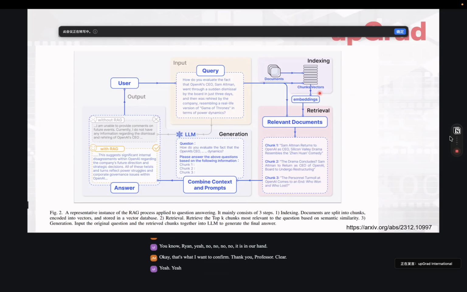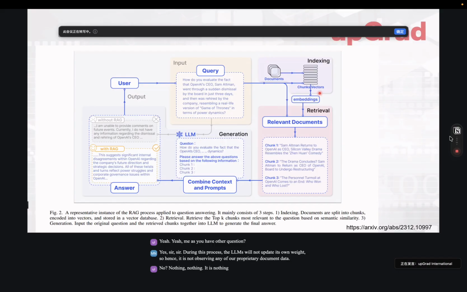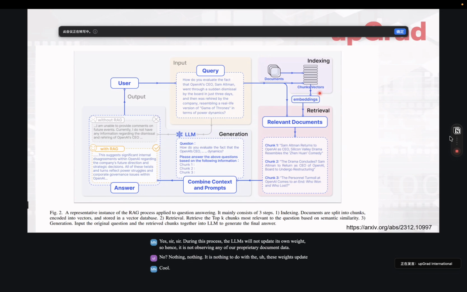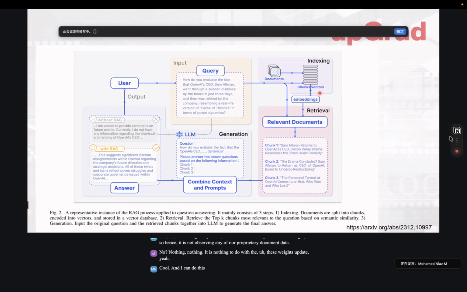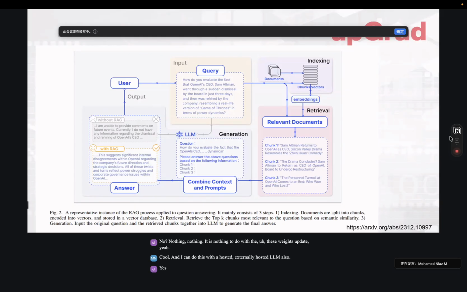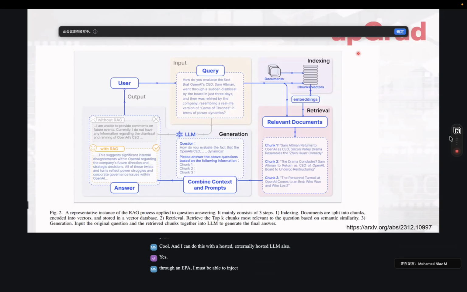Yeah. Niaz, do you have a further question? Yes, Professor. During this process, the LLM will not update its own weights, so it is not absorbing any of our proprietary document data. It has nothing to do with weight updates. And I can do this with an externally hosted LLM through an API, since I must be able to inject the context.